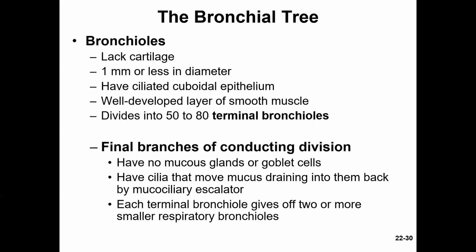The bronchioles lack cartilage and are 1 millimeter or less in diameter. They have ciliated cuboidal epithelium. They have a well-developed layer of smooth muscle and divide into 50 to 80 terminal bronchioles. The final branches of the conducting division, these have no mucus glands or goblet cells. They have cilia that will move mucus draining into them back to the mucociliary escalator, and each terminal bronchiole gives off 2 or more smaller respiratory bronchioles.